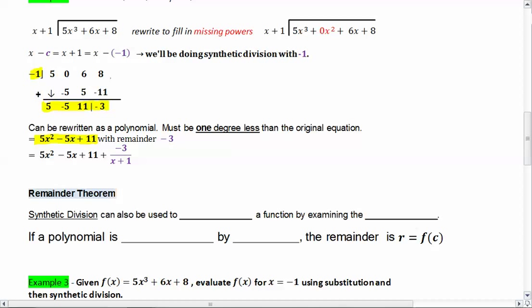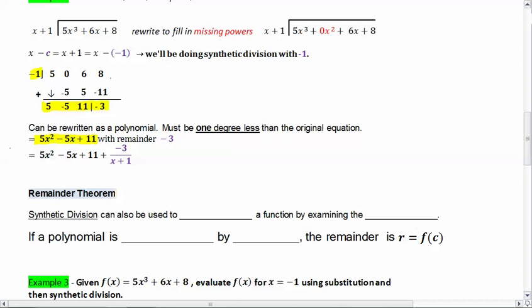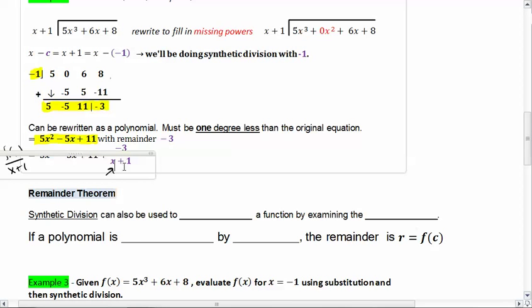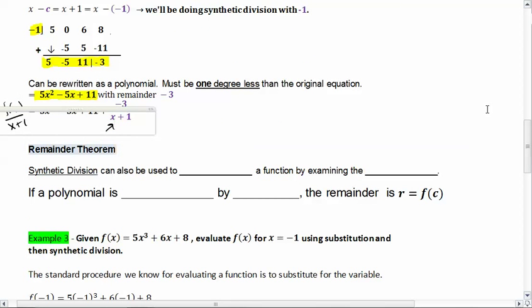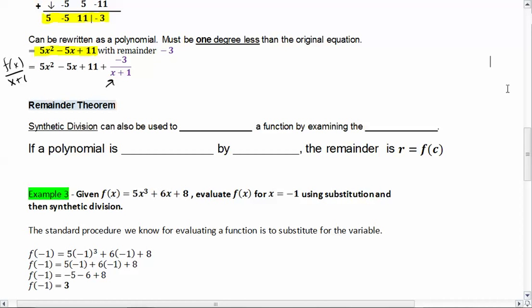And if we remember what we have to do, we still have to divide this by x plus 1, because this whole equation is essentially f of x divided by x plus 1. So with that remainder, you divide by that x plus 1. You could also rewrite this by multiplying x plus 1 to both sides, and you'd end up with an f of x. So let's talk about remainder theorem really quickly.